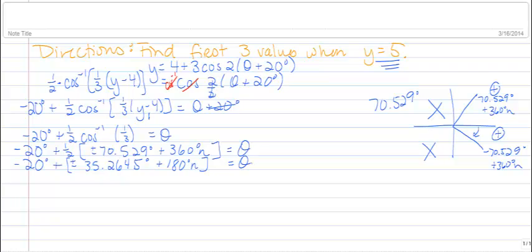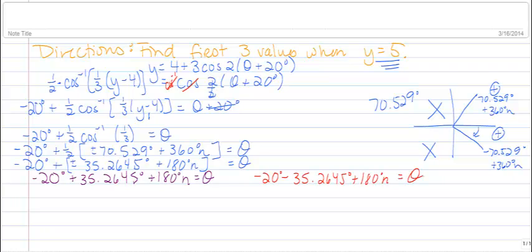Here's where it starts to get a little ugly, and it's just in how you organize your paper, so just be really, really careful. Okay, I'm going to have my two separate cases, one with a plus, one with a minus. My first case I'll do in purple: negative 20 degrees plus 35.2645 degrees plus 180n. So that's one value. And then my second value I'll do in red. I have negative 20 degrees minus 35.2645 plus 180n. Okay, so from here it's pretty much just calculator.